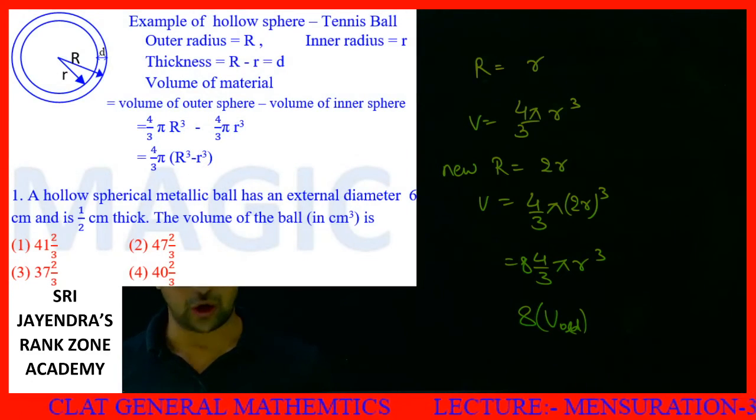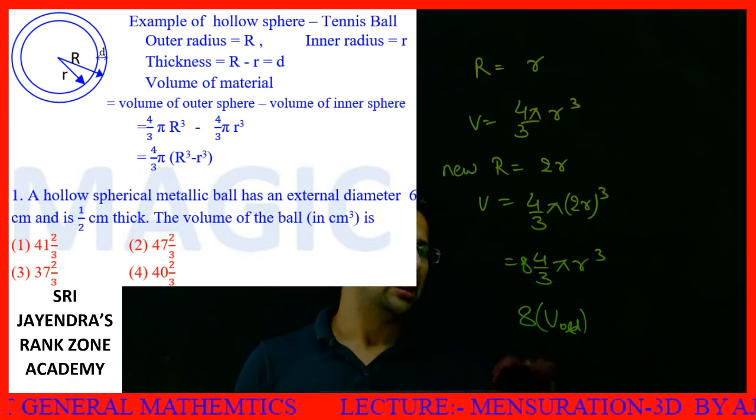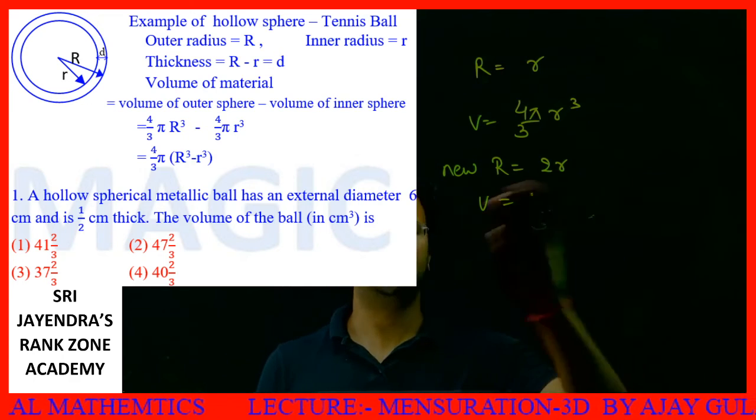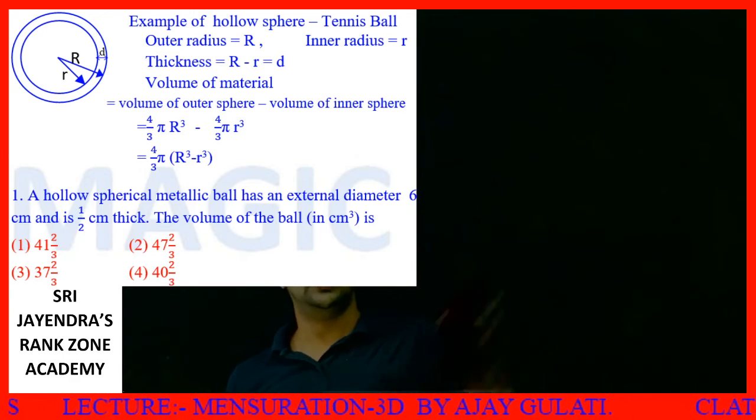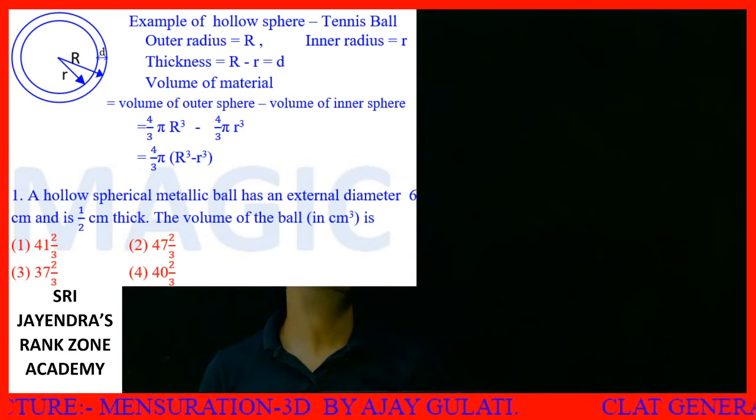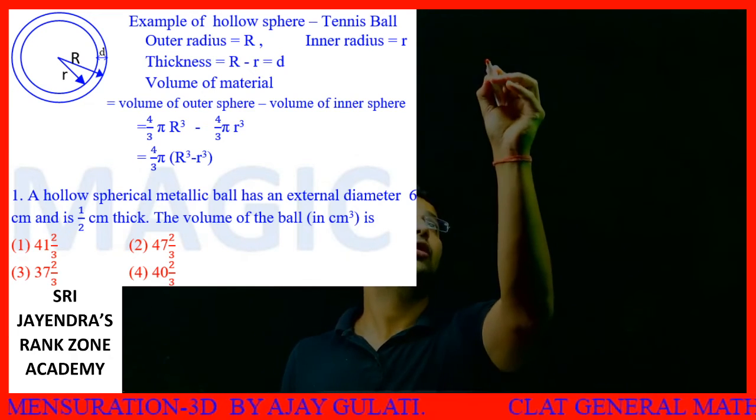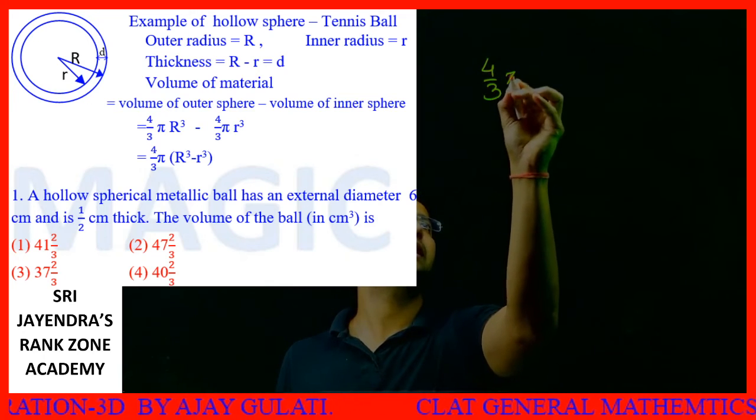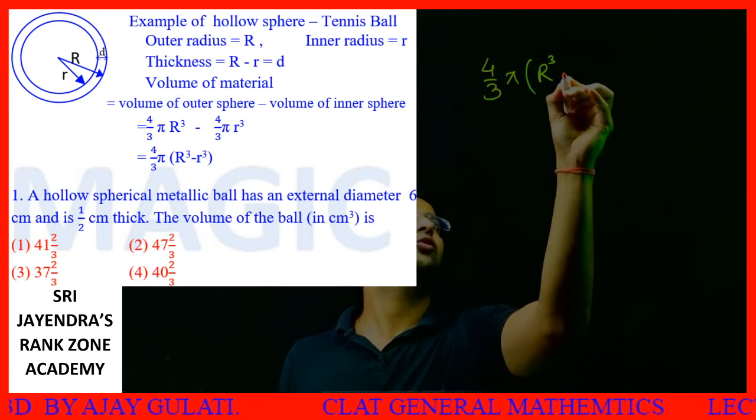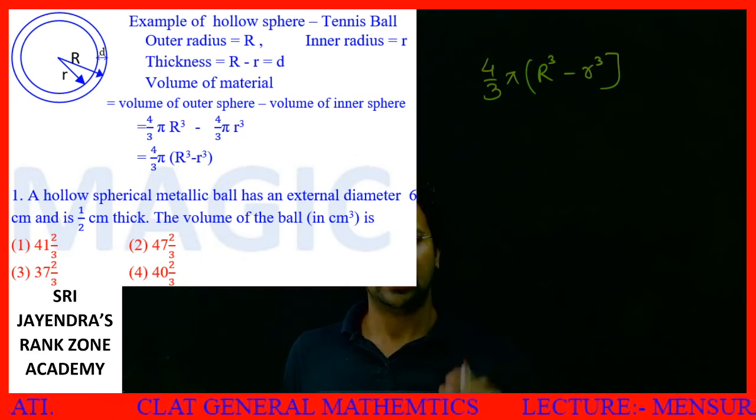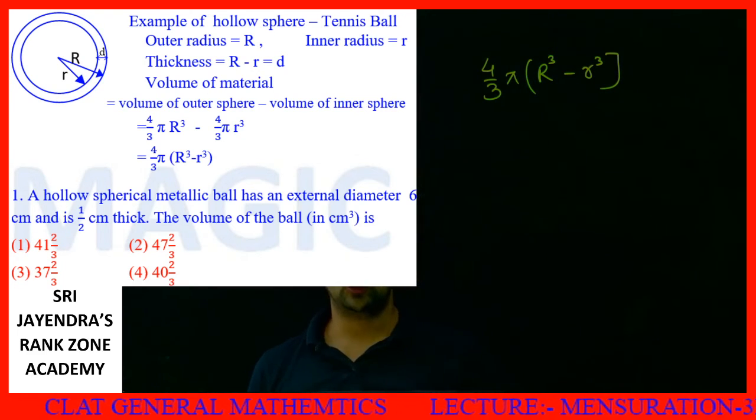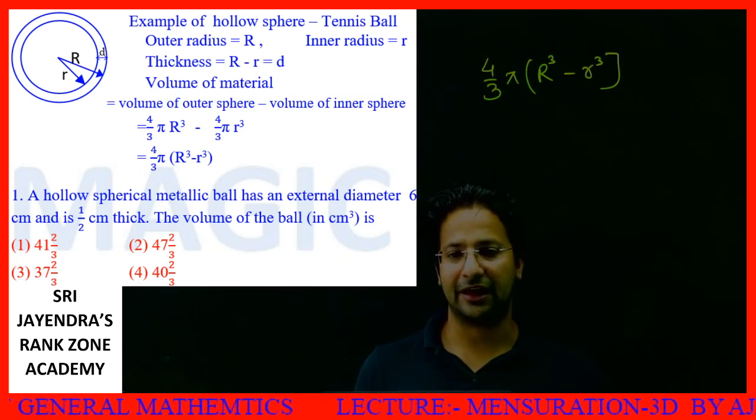Now let's come to a hollow sphere. A very good example of a hollow sphere is a tennis ball. Okay. Tennis ball is a very good example of a hollow sphere. What is the volume of a hollow sphere? Volume is 4 by 3 pi, R cube minus r cube, where capital R is the outer radius, small r is the inner radius.